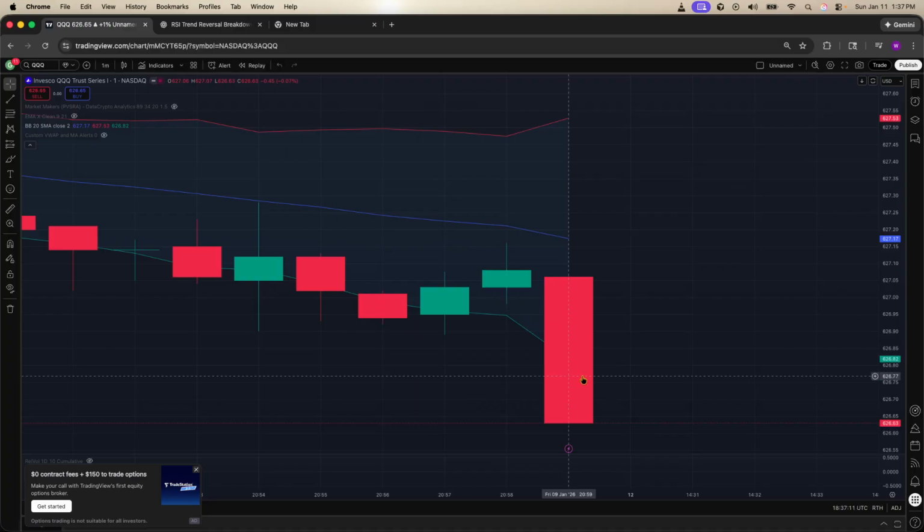The red bar is going to represent the sellers, and the green bar is going to represent the buyers. So sellers are the bears. They want to push the price down.